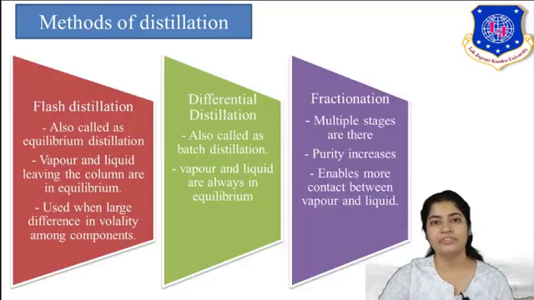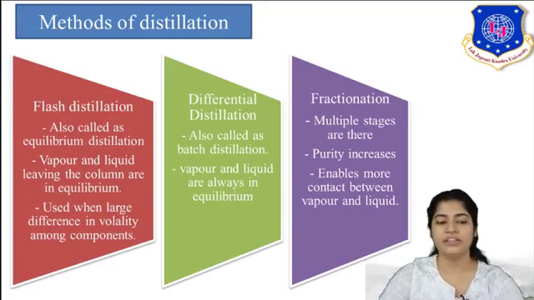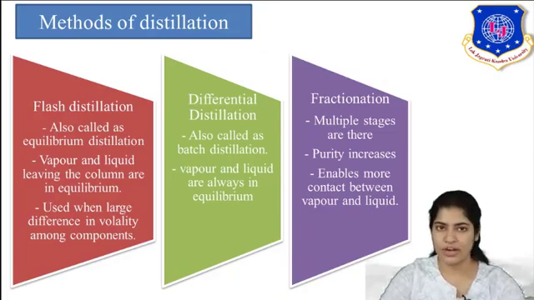What are the different kinds of methods? Starting with flash distillation, then differential distillation, and then fractionation. Talking about flash distillation, it is also called equilibrium distillation. Why is it called equilibrium distillation? Because the vapor and liquid leaving the column are always in equilibrium. It is used when there is a large difference of volatility between components. It means I cannot use it for components having small relative volatility. You have to have components with a large difference in volatility.